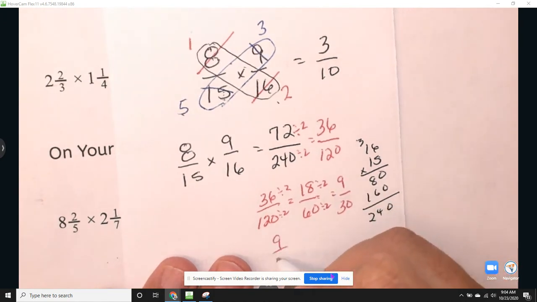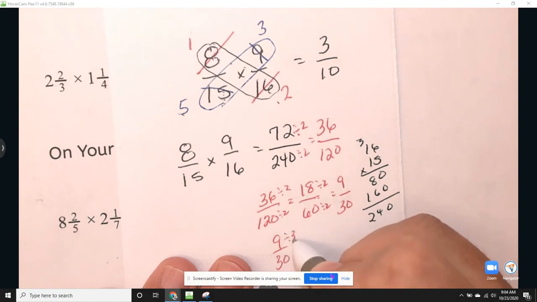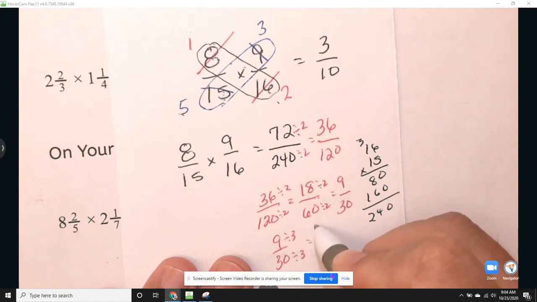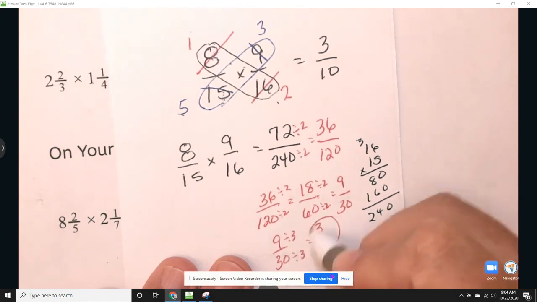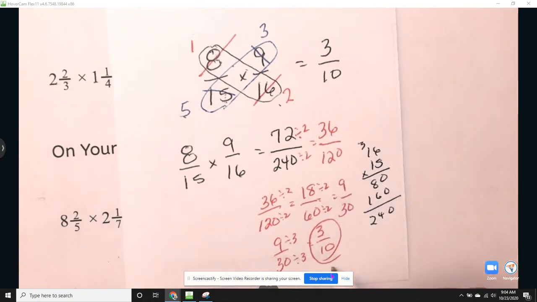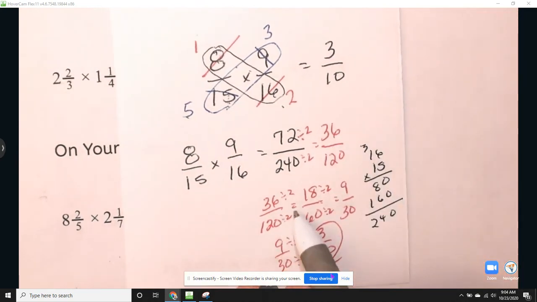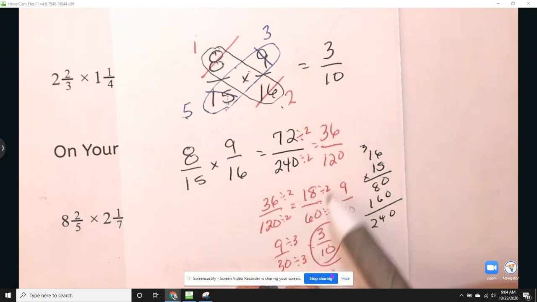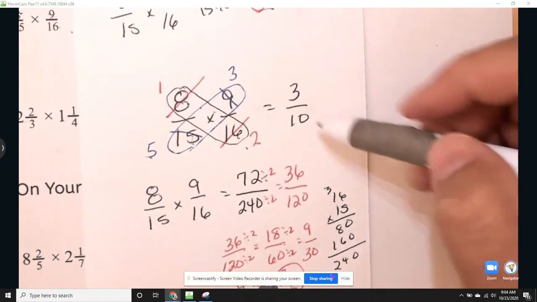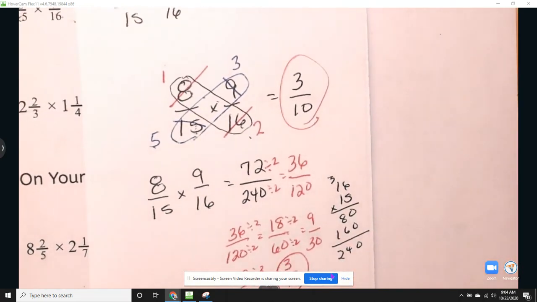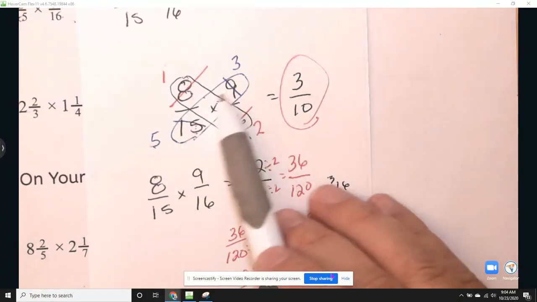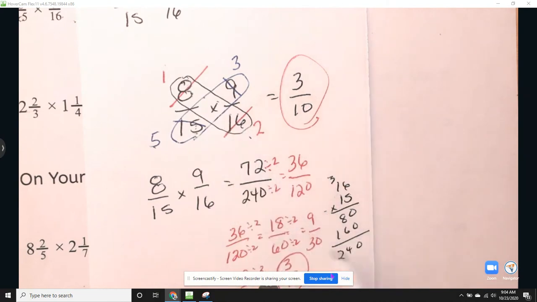And I take my 9/30ths, and I say, oh, those both can be divided by 3. And I get 3 over 10. Okay. There's my final answer after 1, 2, 3, 4 times simplifying it, as opposed to my 3/10 after 1 time simplifying in my cross canceling or cross simplifying.